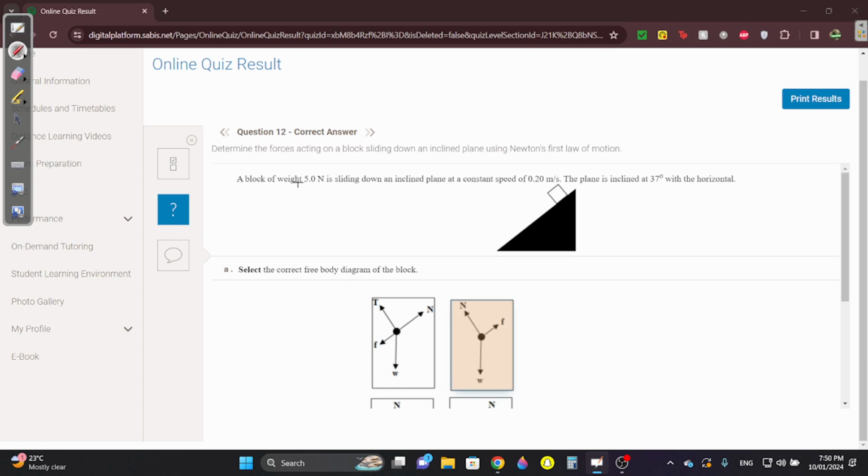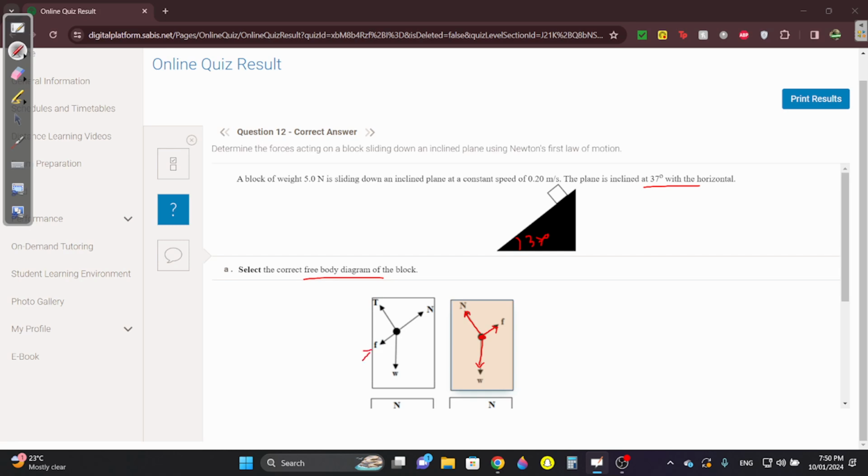This question, part A is easy, but part B is a bit tricky. It's a bit long. We have a box of weight 5 newtons coming down an inclined plane, speed 0.2. The plane is inclined at 37 degrees with the horizontal, so this angle here is 37 degrees. They want the diagram of the block. Obviously, it's falling down. It has a weight downwards, and I told you the normal is not straight up on an inclined plane. It's to the side, and it's going to be opposed by friction F.